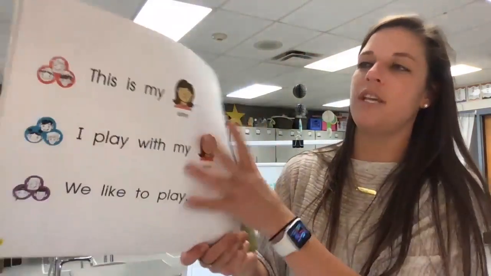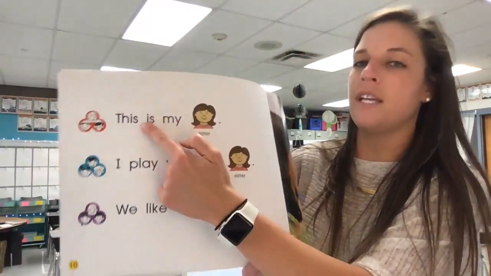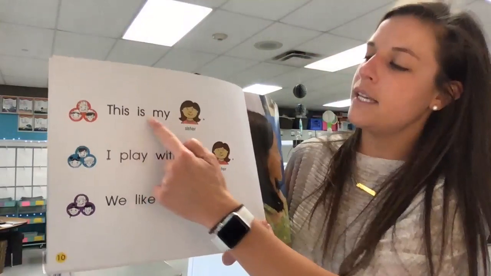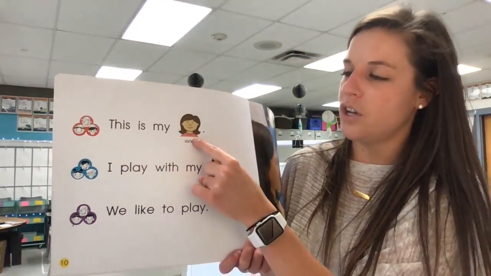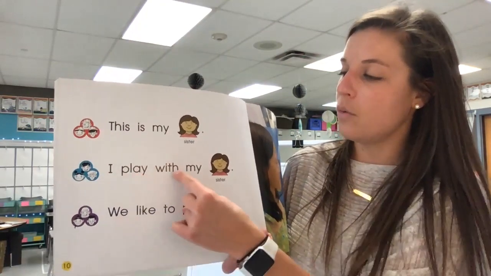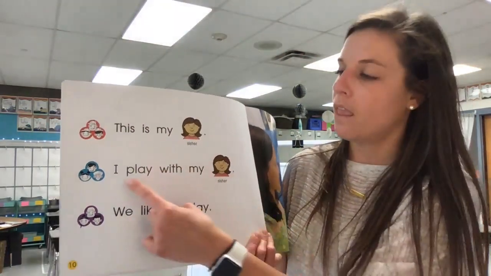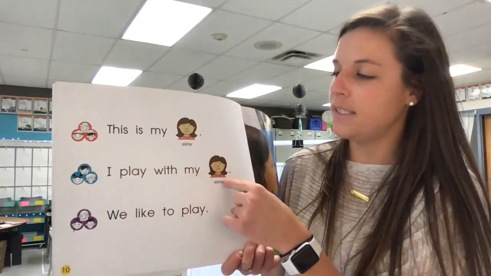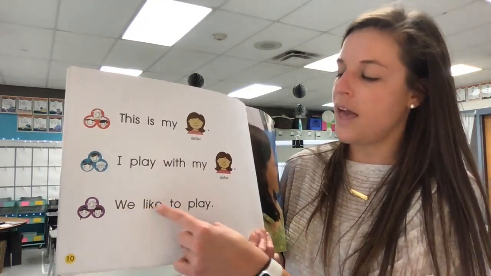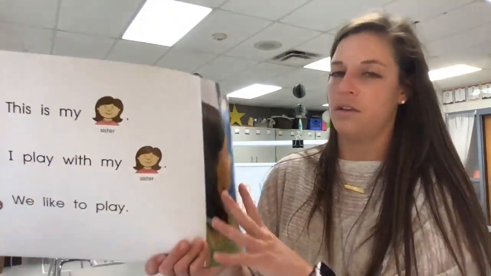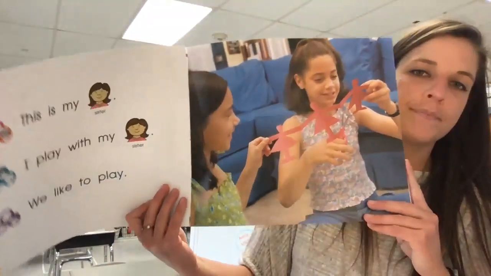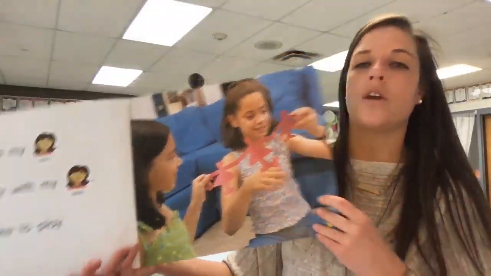Now we're on page 10. I'm going to start at the top left again. This is my sister. Your turn. This is my sister. I play with my sister. I play with my sister. We like to play. We like to play. Good job. What are they playing? Looks like they're doing a craft together.